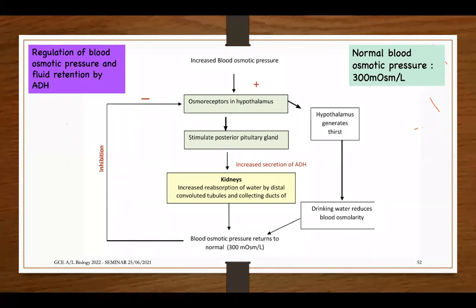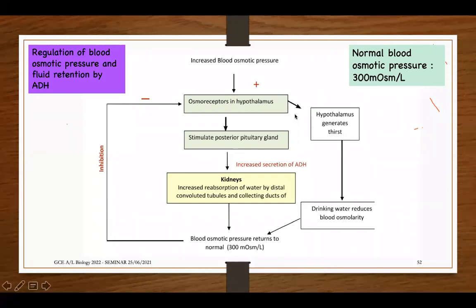Or otherwise, it will stimulate your posterior pituitary gland. Posterior pituitary is where you find ADH, antidiuretic hormone, that will act on the kidneys, and kidneys will reabsorb a lot of water at the DCT and collecting duct so that you have enough water in your body. Okay, because what has happened is your osmotic pressure has increased as the number of solutes is high. So in order to reduce the number of solutes, you need a lot of water.